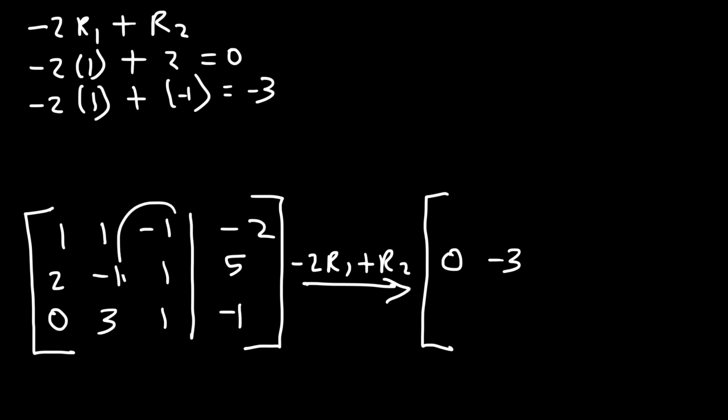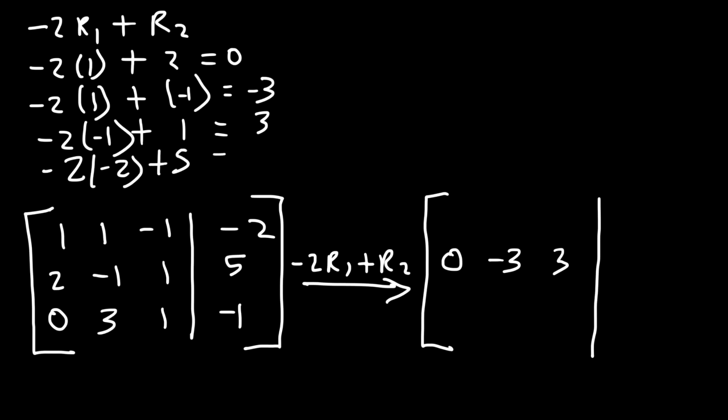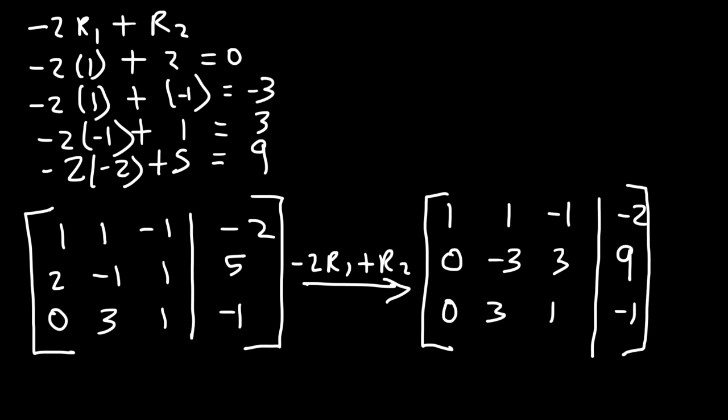Now, for column 3, R1 is negative 1, and R2 is 1. So negative 2 times negative 1 is 2, and then add 1 to that, that will give you 3. Now, for the fourth column, R1 is negative 2, and R2 is 5. Negative 2 times negative 2 is 4, plus 5, that's 9. Everything else will be the same, so let's rewrite the other numbers. And then let's get rid of this.